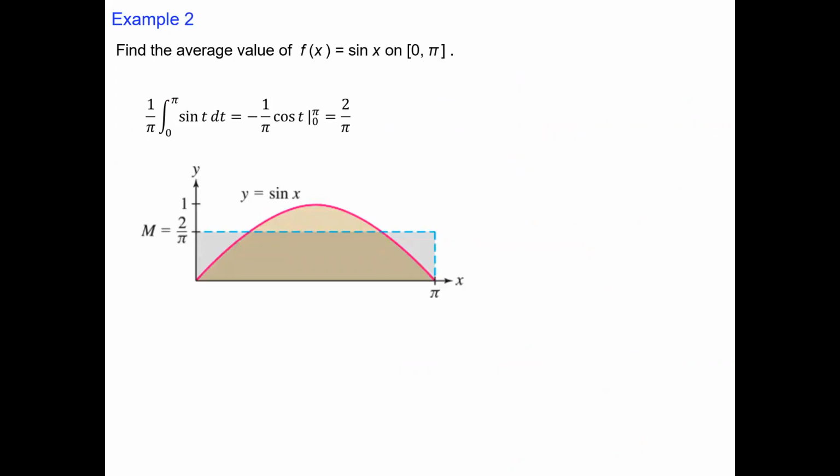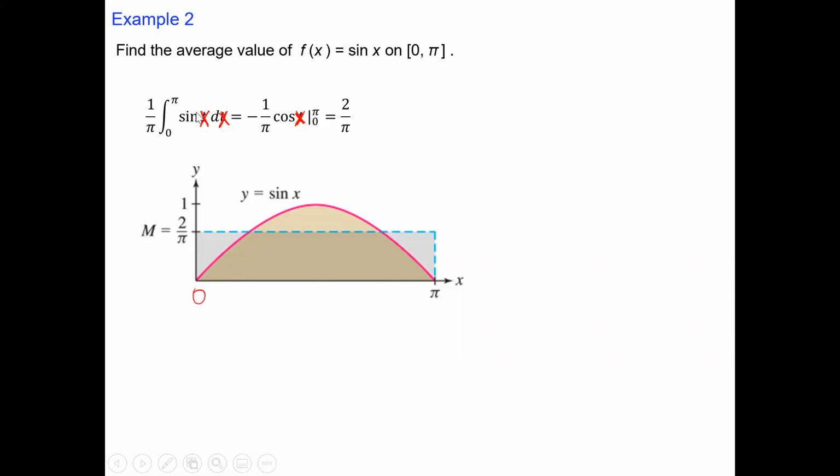Let's just analyze. Find the average value of the function sine of x on the interval between 0 and pi. The pink curve is the sine curve. The average value will be the integral of sine of x, since we have everything in terms of x, from 0 to pi, and 1 over pi. Pi is the length of the interval between 0 and pi.